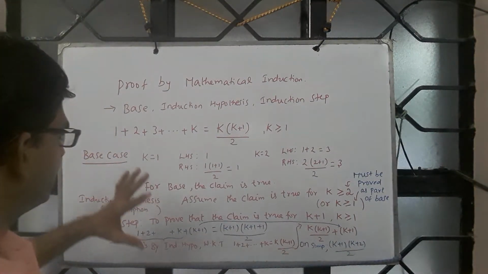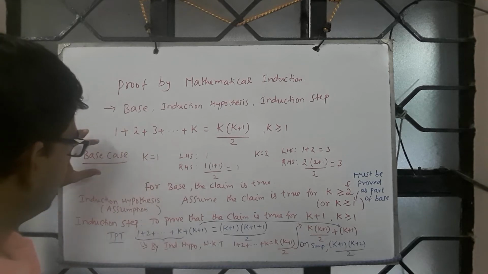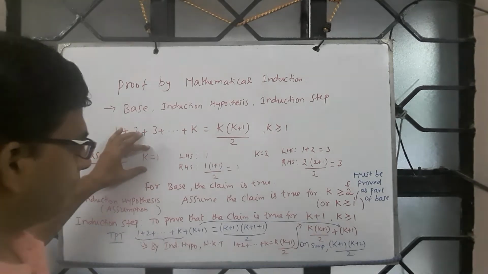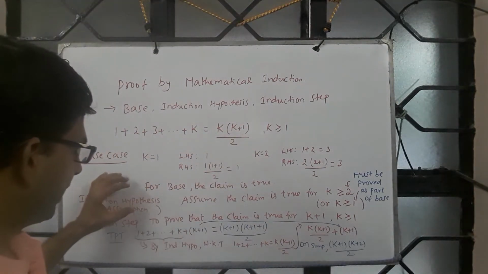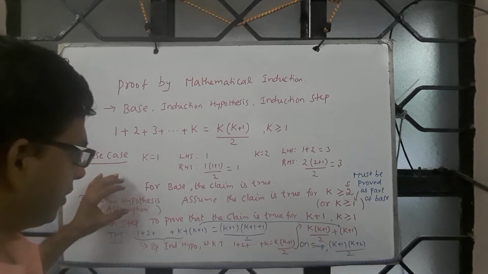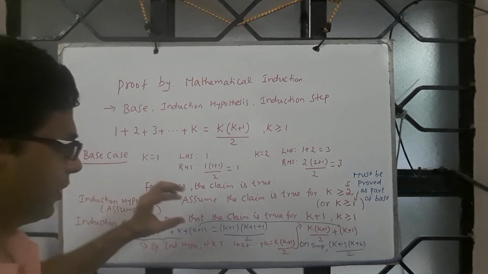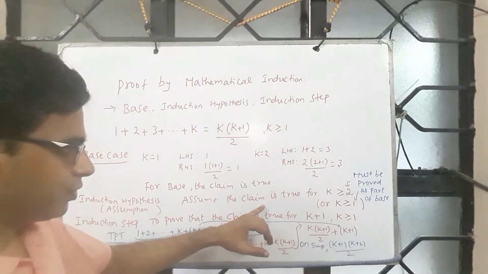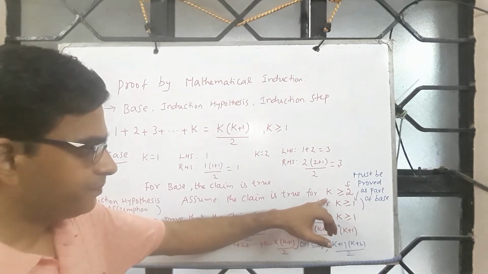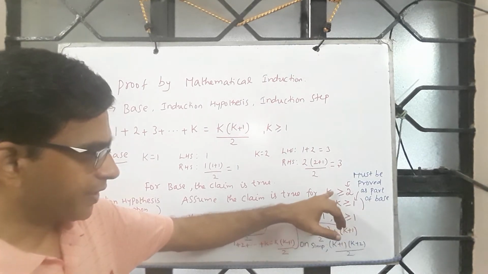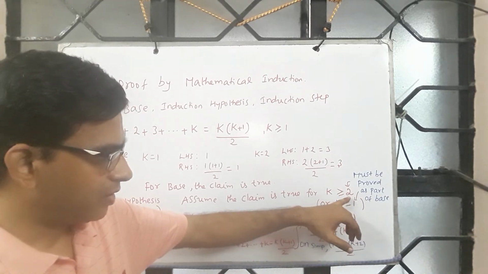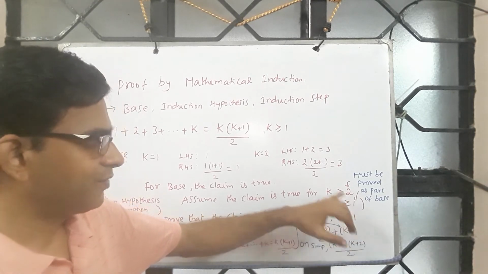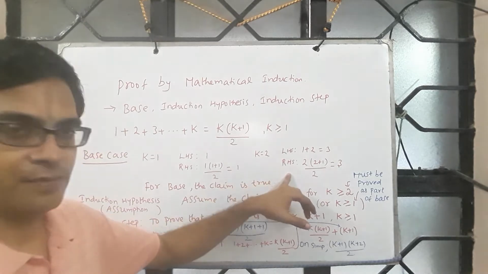Let me repeat this. It has 3 components. One is the base case, wherein you explicitly prove for smaller values of k. Then you make an assumption which we call the induction hypothesis. We say that the claim is true for k, and you fix a lower bound for k: k is at least something. That lower bound we should have proved explicitly as part of the base case.